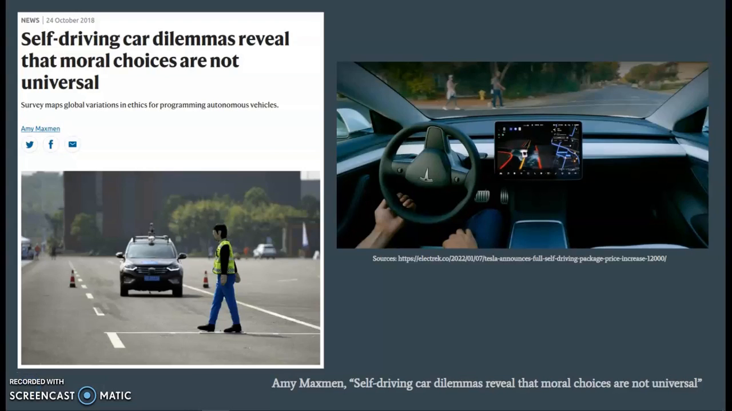Hi, this is Eric, and today I'm going to talk about this article, which is about whether there will be a universal moral code for the decisions that self-driving cars should make when they encounter a trolley problem, or the Moral Machine survey, which I will explain later.